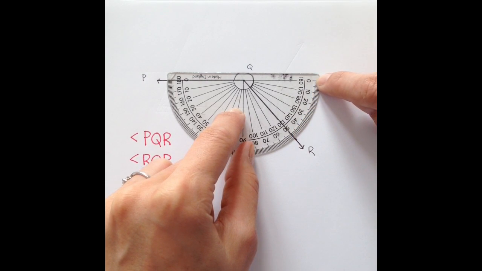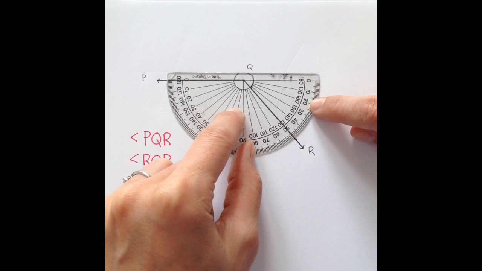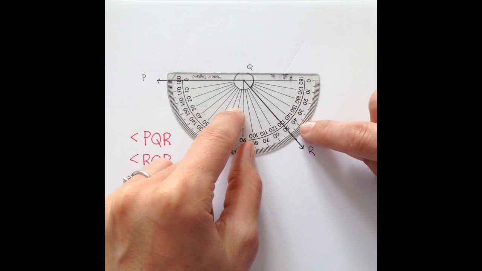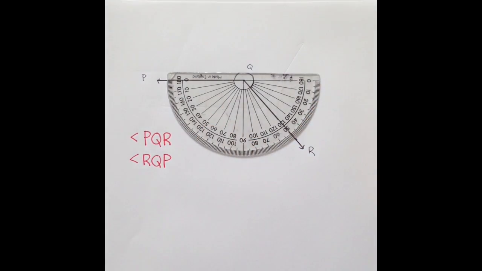So I was at 180 when I turned my protractor around. I can skip count by 10 on the protractor. 190, 200, 210, 220, 230. So this angle measures 230 degrees.